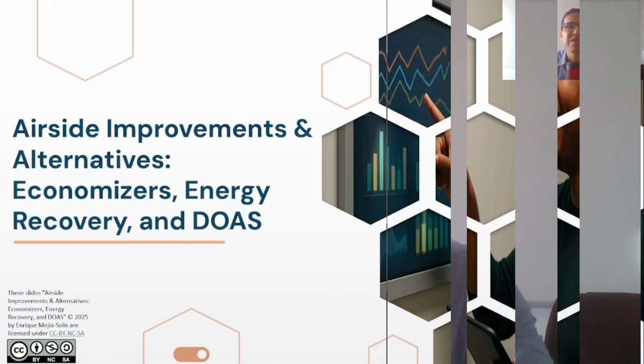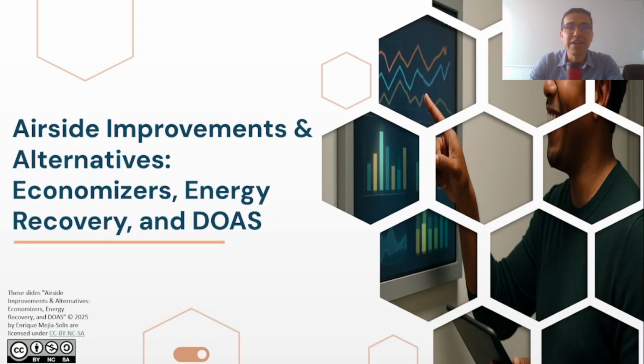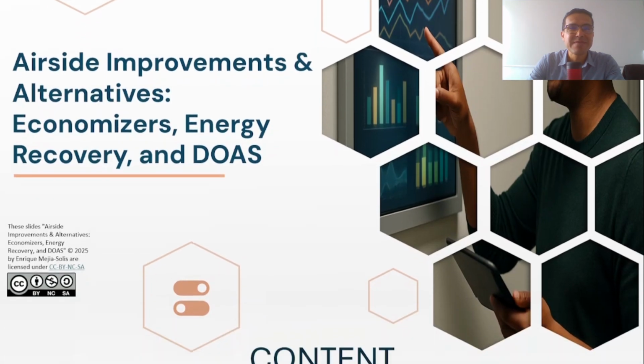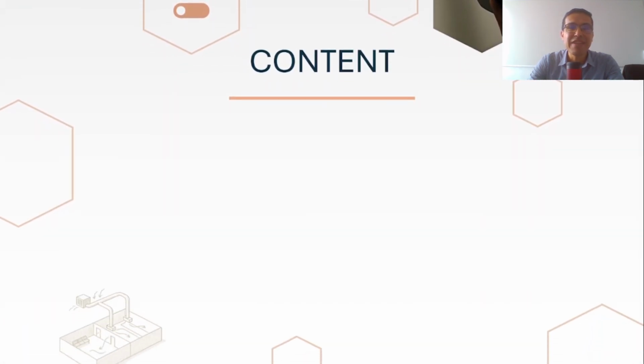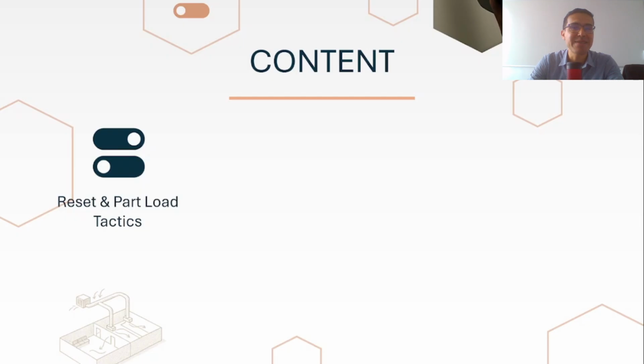Welcome! In this video we examine airside improvements that reduce coil and reheat energy while safeguarding comfort and indoor air quality: the economizer, energy recovery ventilators, and dedicated outdoor air systems. By the end of this video, you'll have the tools to make smarter, more energy efficient decisions when designing or operating HVAC systems. We'll start by tackling the challenge of part load operation, showing how simple reset strategies can slash energy consumption without sacrificing comfort.